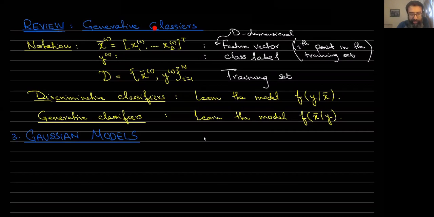If you recall, within generative classifiers, we define the vector X as the feature vector, which is a d-dimensional vector, defined by default as a column vector. And this i indicates that this is the ith feature vector point within the training data. And so the y sub i's are the class labels.